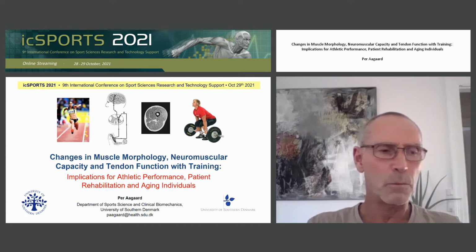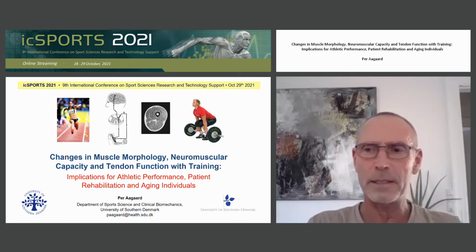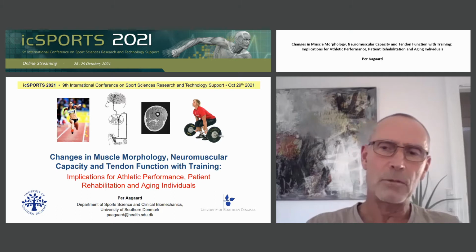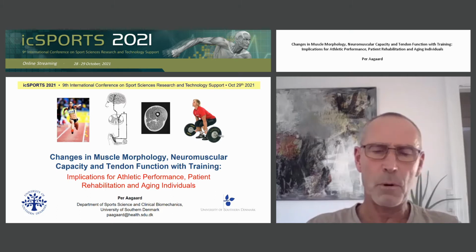So basically what we are going to do in 45 minutes or so is to cover the entire globe in terms of plasticity in response to resistance training. That is, addressing the effect of resistance training on muscle size, but also on neuromuscular function, and in fact also tendon behavior and tendon morphology. And we will do that by addressing the effect of resistance training both in young, untrained individuals, but also in athletes, in patients, and elderly, and even frail old individuals.